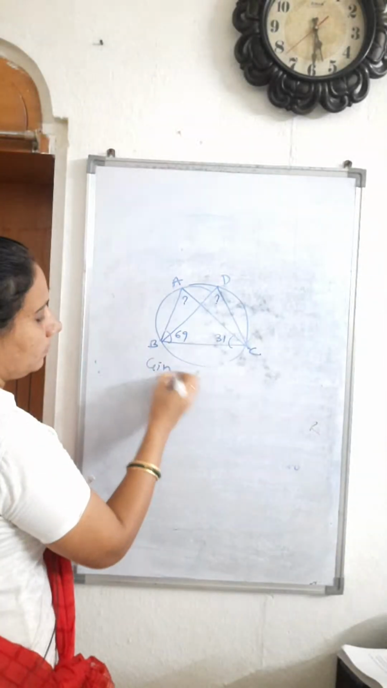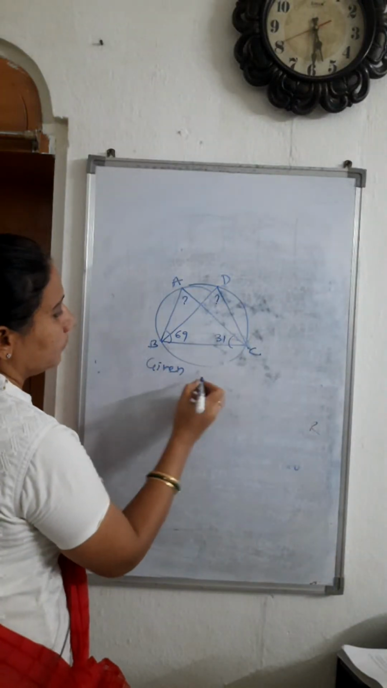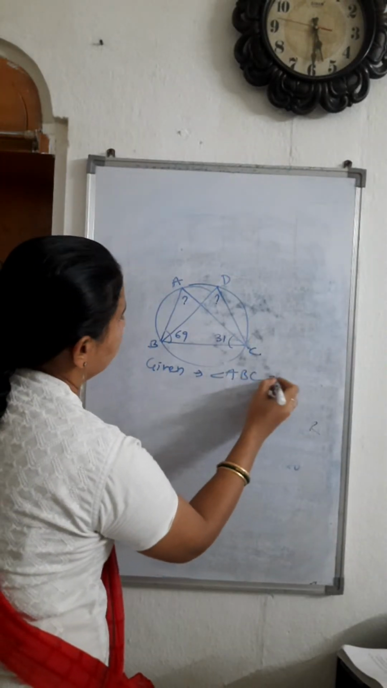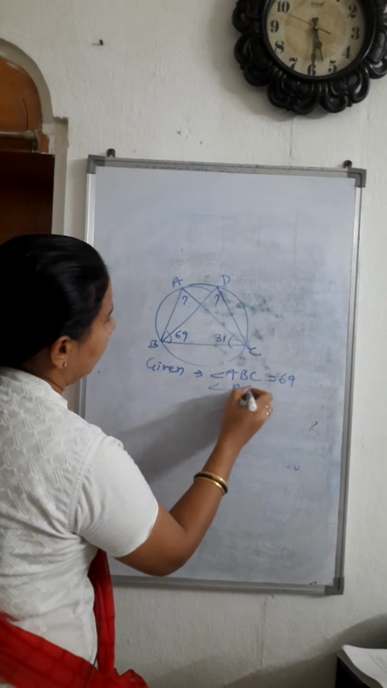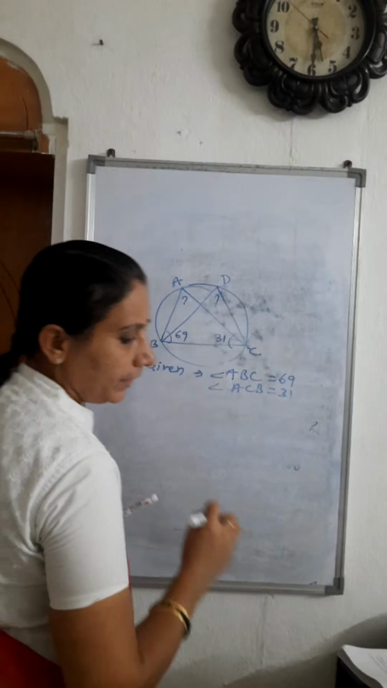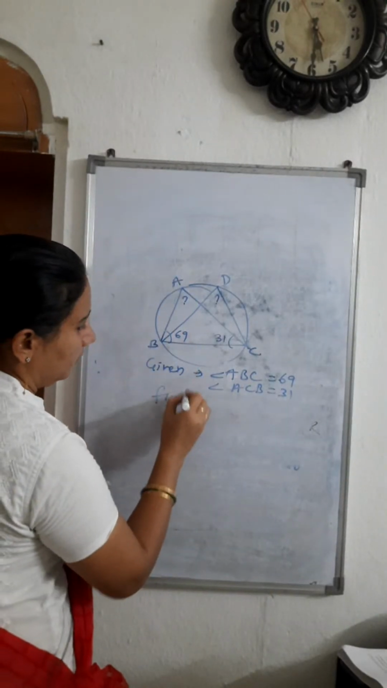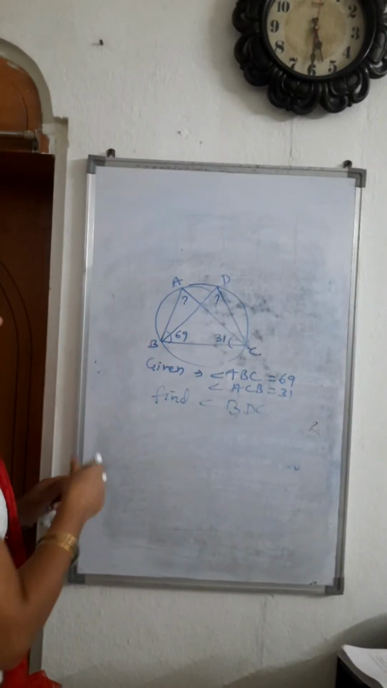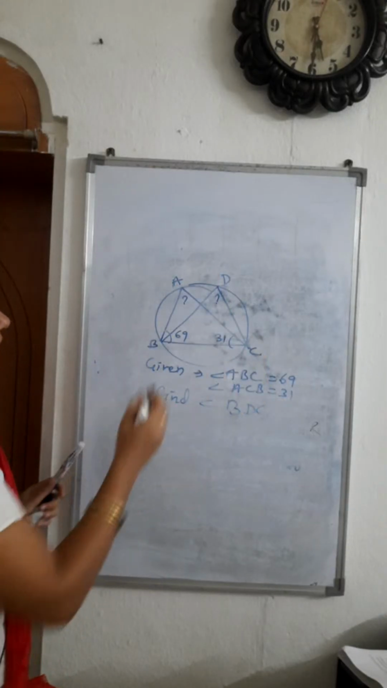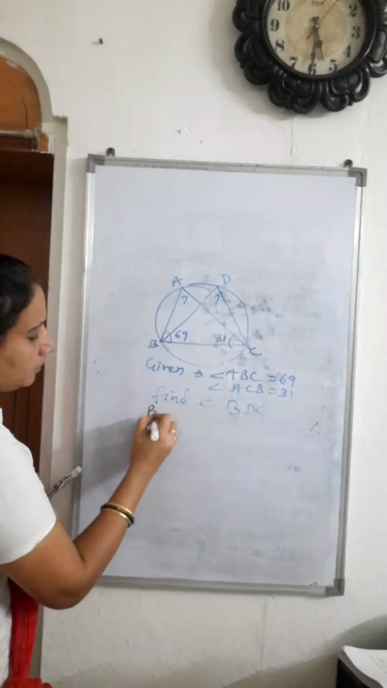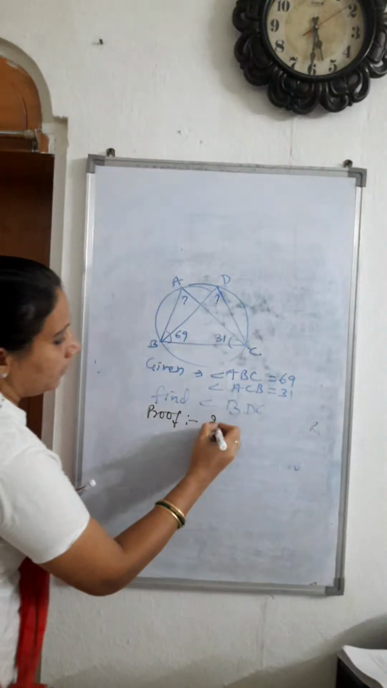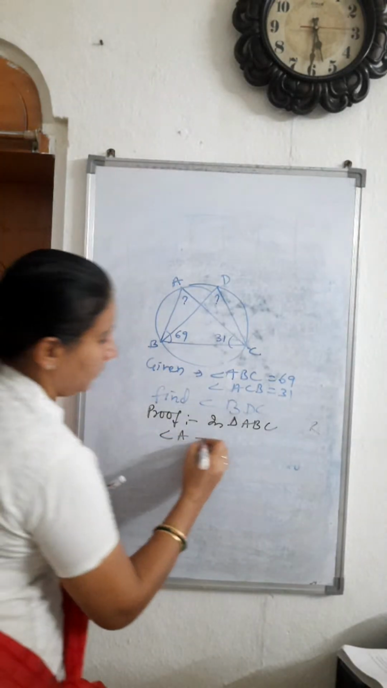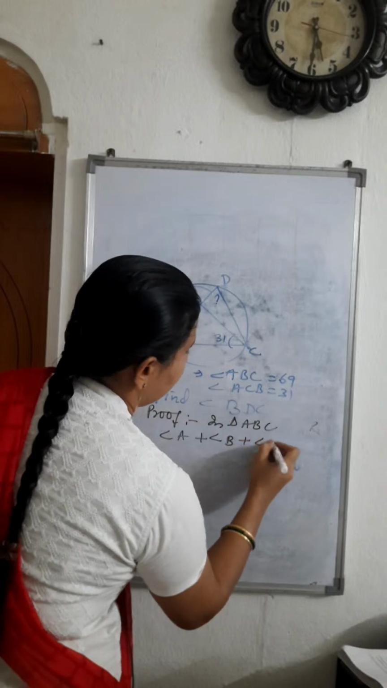So here, given angle ABC is 69, angle ACB is 31. We need to find angle BDC. So this BDC we need to find out. First we'll start from this triangle in our proof part. So here in triangle ABC, angle A plus angle B plus angle C is 180.